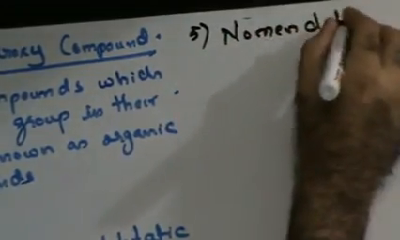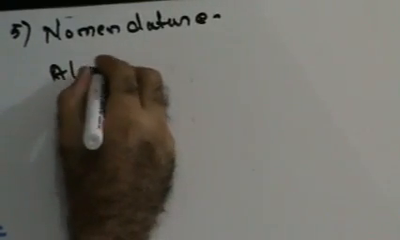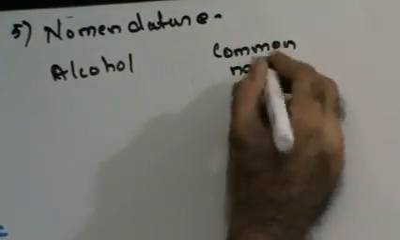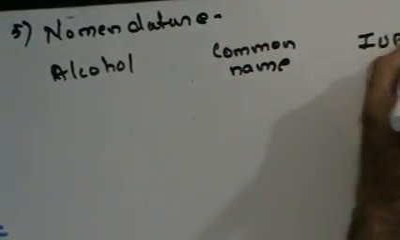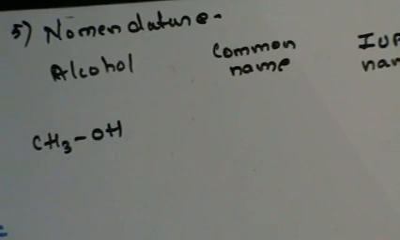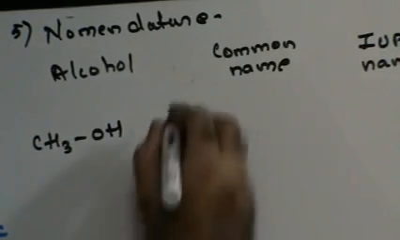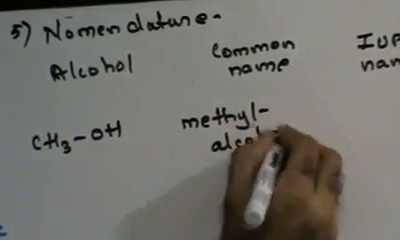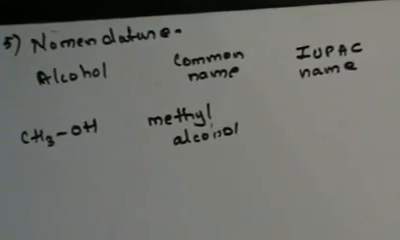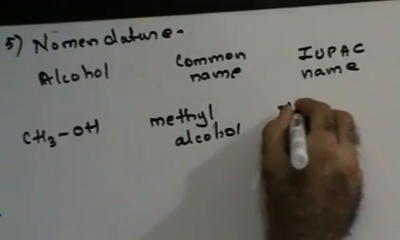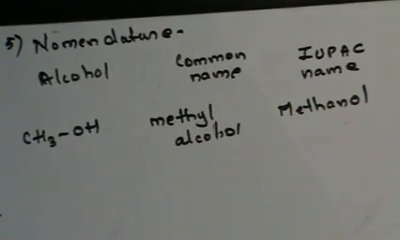Nomenclature. Alcohol, common name, IUPAC name, right? CH3OH, one carbon atom, therefore me, so this will be methyl alcohol, right? IUPAC name, organic comes before inorganic, so this is going to be methanol. One carbon atom, therefore methane, alcohol, therefore OL.